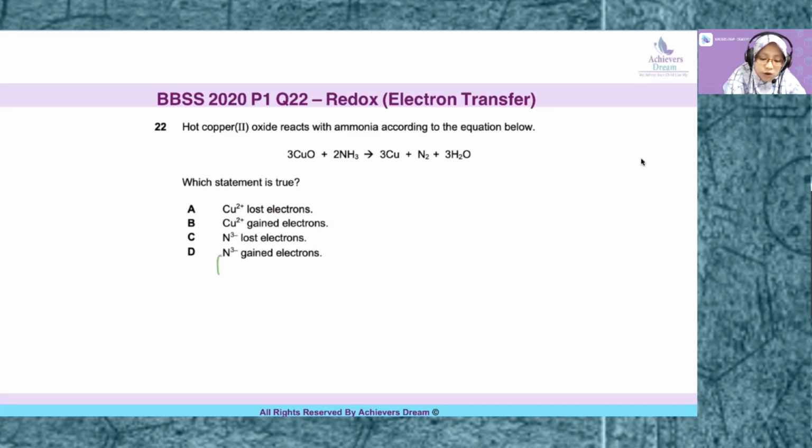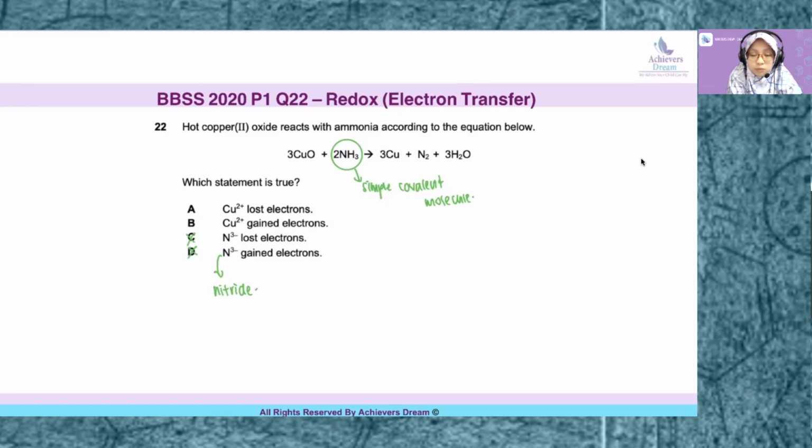This is the nitride ion. The nitride ion is not present in the equation given. NH3 here, you need to realize, is actually a simple covalent molecule, because both nitrogen and hydrogen are non-metals, right? And they share their valence electrons to form a simple covalent molecule. There is no such thing as N3- ions in this equation. So C and D are out.